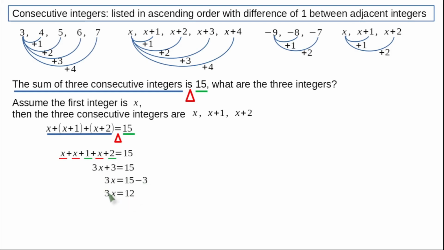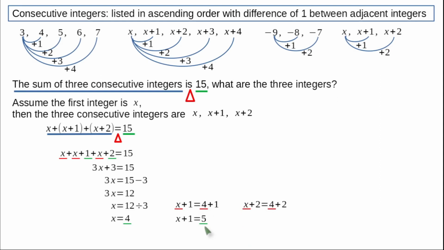Now we can move the 3 to the other side of the equation. Multiplication becomes division. 12 divided by 3 equals 4. So now we have the first integer x equals 4. The next integer will be x plus 1. So we plug in 4 for the variable x. We have 4 plus 1. The next integer is 5.